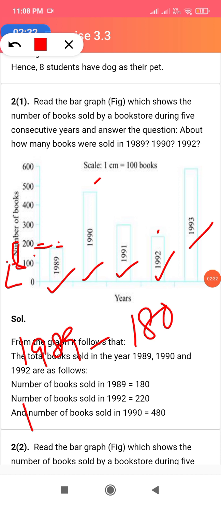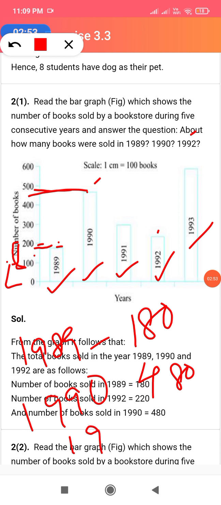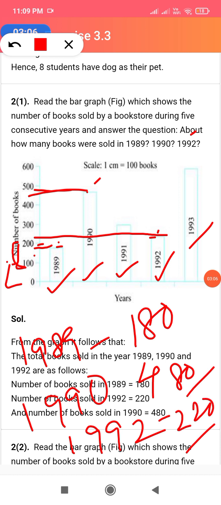Next we are coming to 1990. In 1990, how many books were sold? Again you see it is here somewhere. This should have been around 480. And then we have 1992. In 1992, how many books were sold? If we take a scale and place it here, we can find it is approximately 220 books were sold. Okay. Next.